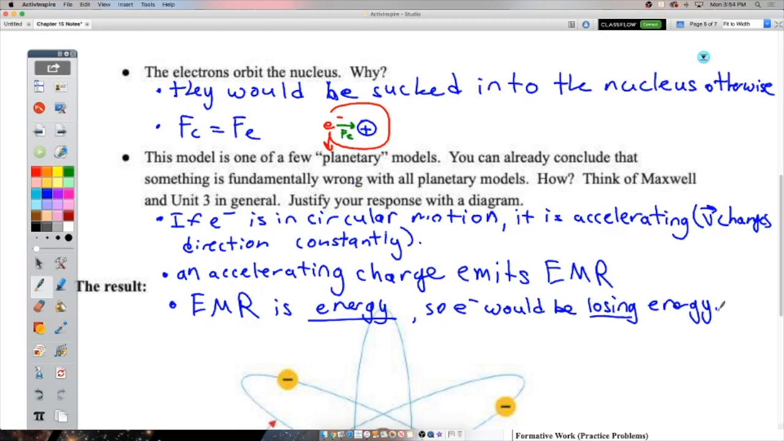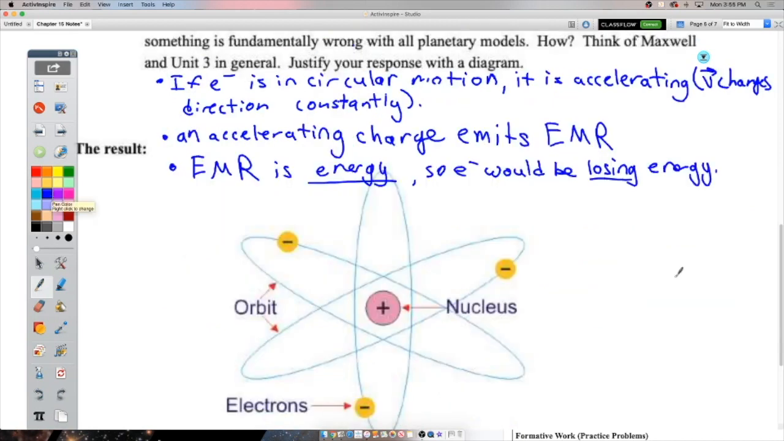So what would the result be? Well, you would have your positive nucleus, you would have your electron, and since it's constantly accelerating, it would always be emitting EMR and therefore losing energy and therefore going slower and therefore not being able to maintain an orbit. It would crash into the nucleus.